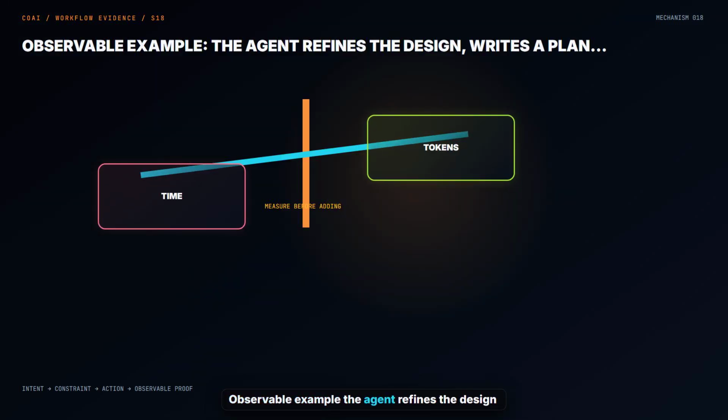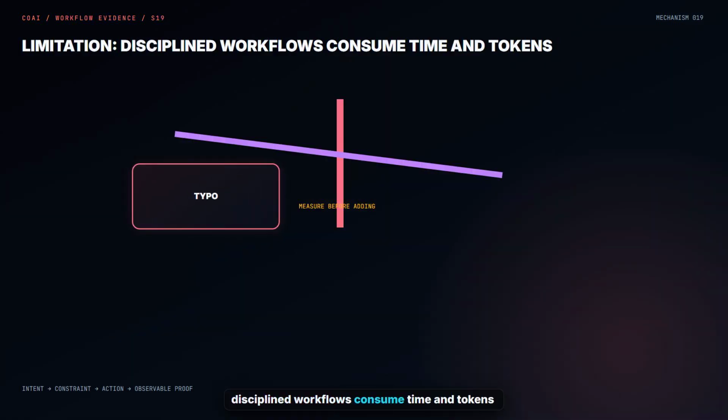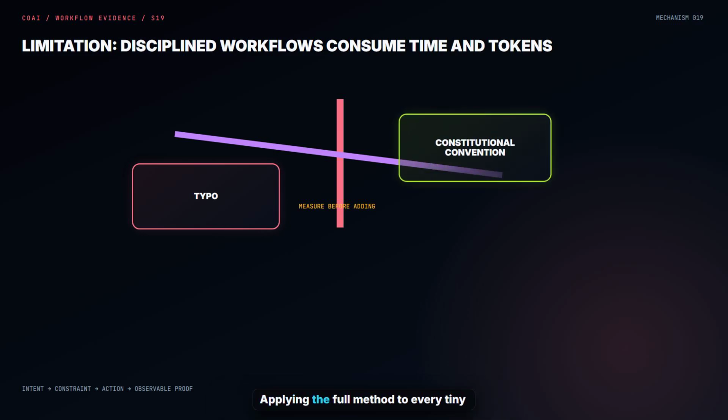Observable example: the agent refines the design, writes a plan with exact files and tests, implements a small task, runs the failing test before the fix, then receives a separate review. Limitation: disciplined workflows consume time and tokens. Applying the full method to every tiny edit can turn a typo into a constitutional convention.